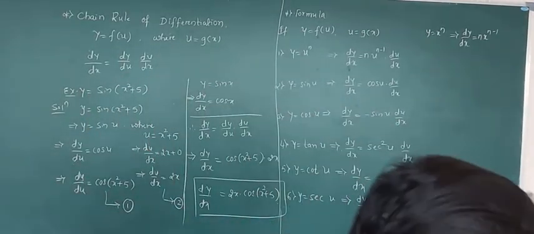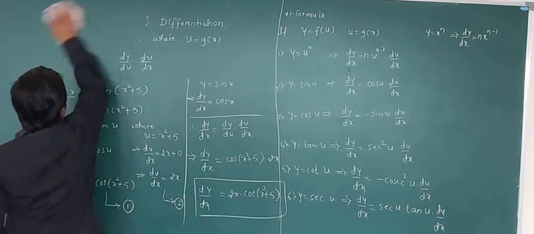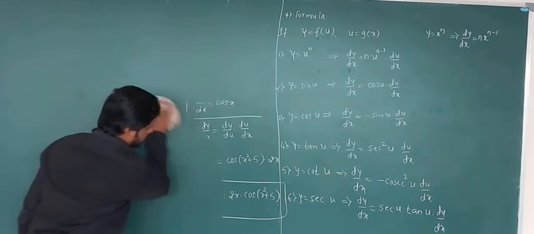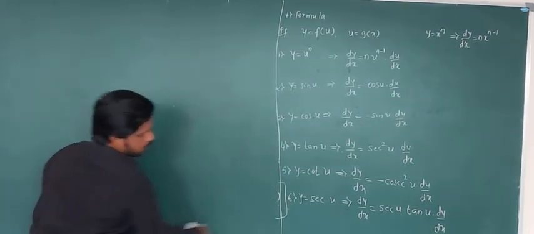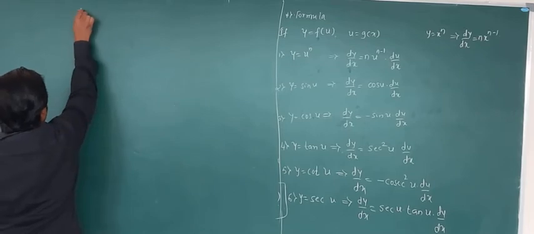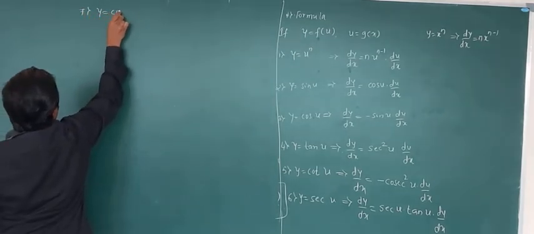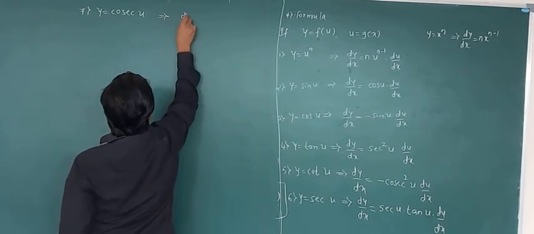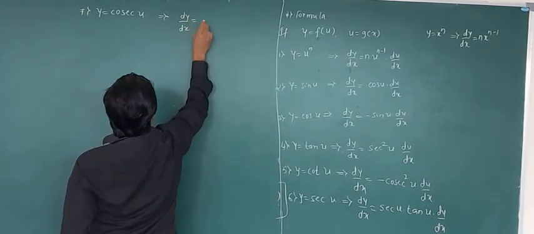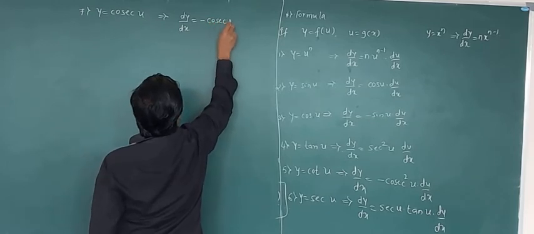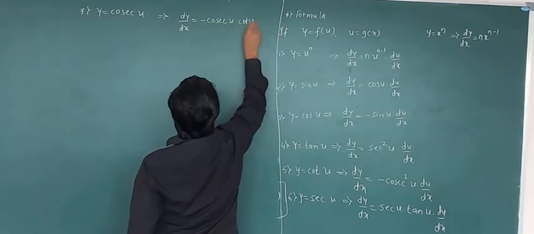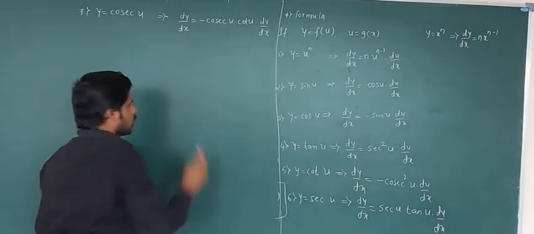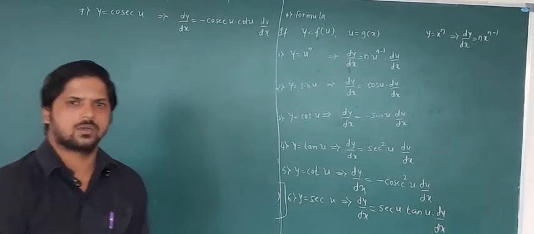Next, one more derivative of the trigonometric function, last one, that is cosec. So if y equal to cosec u starts from c, therefore derivative of this function is dy by dx equal to minus cosec u into cot u into du by dx. So these are the important formulas. Okay, note it down.